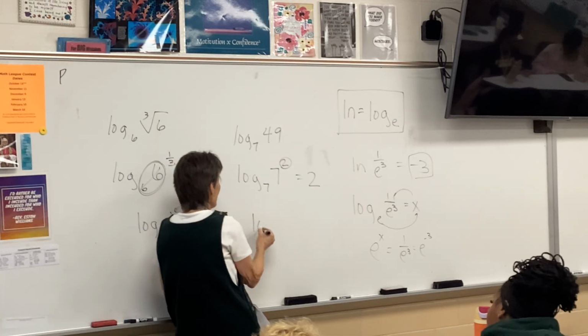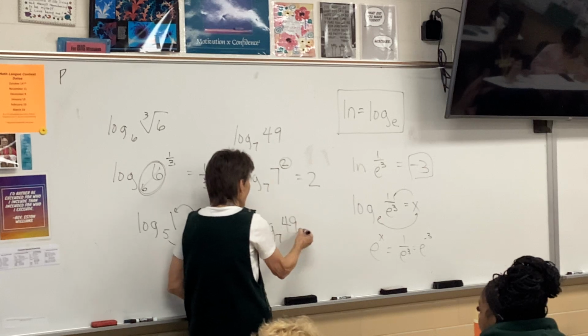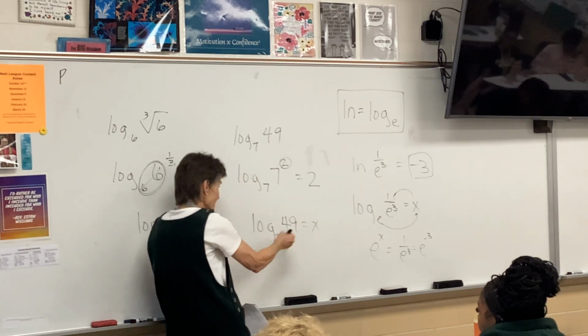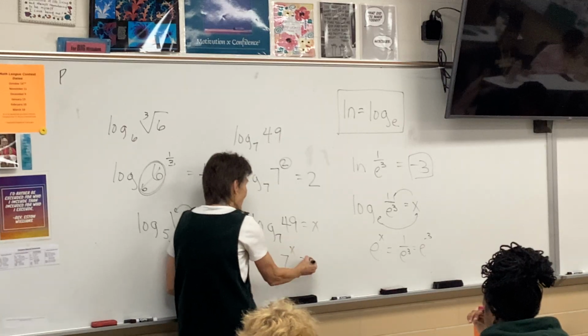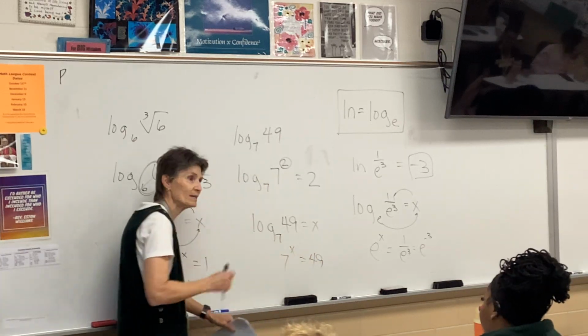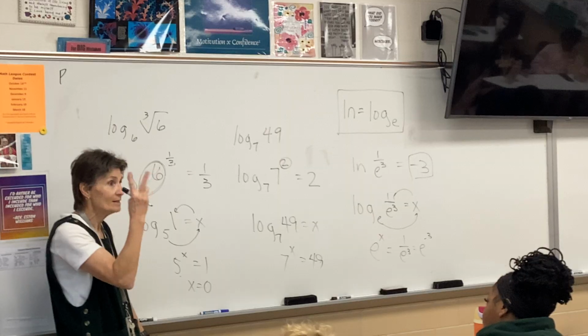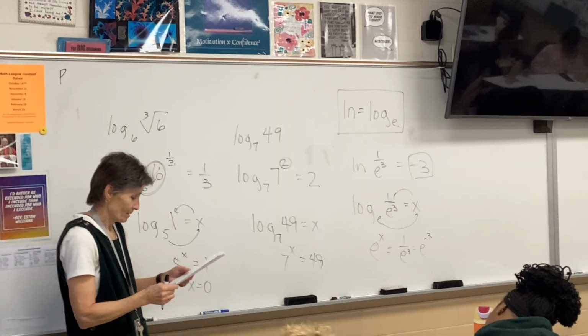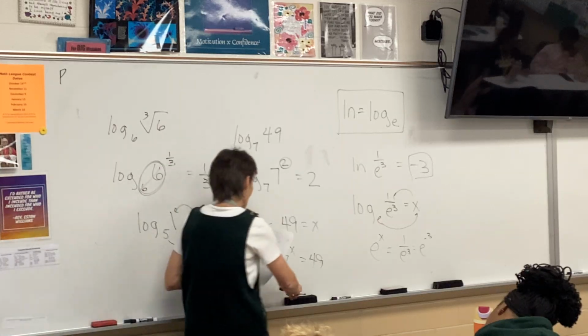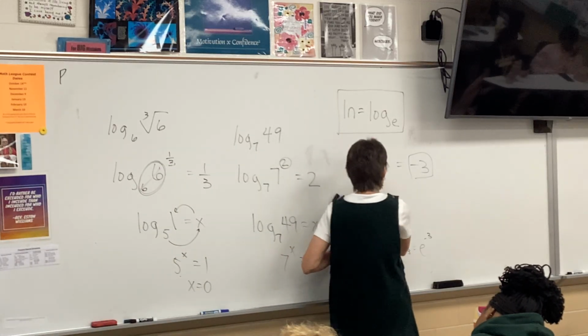Another option you have is to set it equal to x. What does this thing equal? And then loop-de-loo it. 7 to the x equals 49. Well, everybody knows that 7 to the second is 49. Good job.